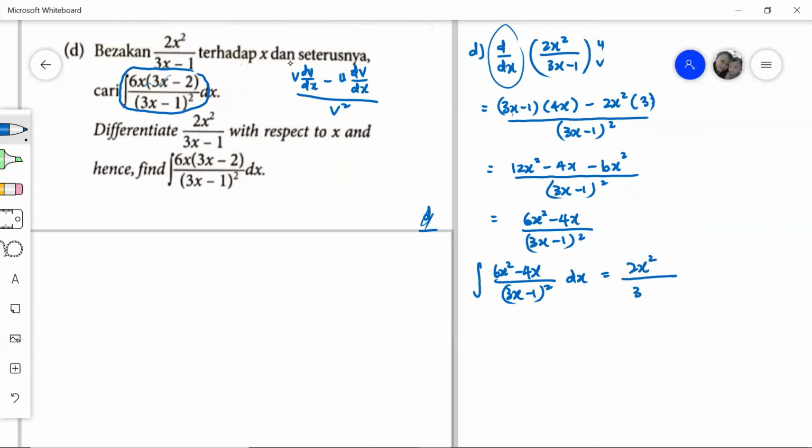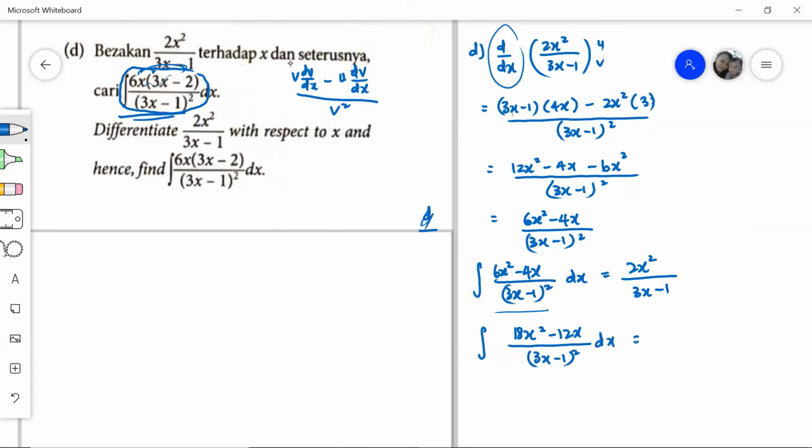So when I integrate 6x squared minus 4x over 3x minus 1 squared, I will get back 2x squared over 3x minus 1. Now, let's compare this with the question given. The question is 6x and then 3x. So let's bring in, open up the bracket. We have 18x squared minus 12x over 3x minus 1 squared with respect to x.